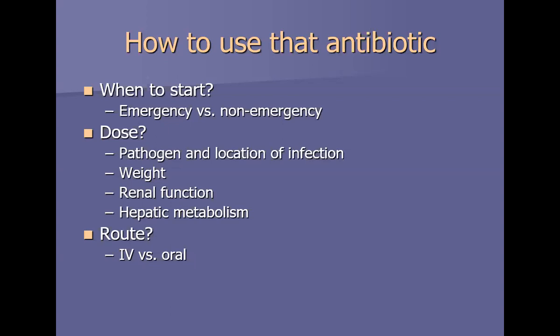Their half-life is short, and so they clear pretty quickly. And they don't get good blood levels when you do PO versus IV. So with things like meningitis and endocarditis, we're giving IV.